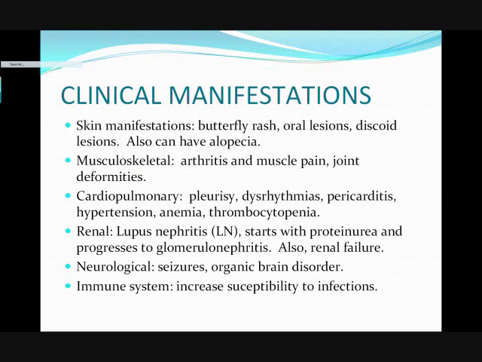Clinical manifestations of lupus: skin manifestations, the butterfly or malar rash; oral lesions, also known as ulcerations; discoid lesions; sometimes alopecia, which is losing the hair in certain clumps or areas, not just on the head, maybe the eyelashes, eyebrows, legs, armpits. Musculoskeletal, there may be arthritis and muscle pain, sometimes joint deformities, not clubbing of the fingers, but more like the fist may appear bigger, or the knuckle gets bigger, but calcified.